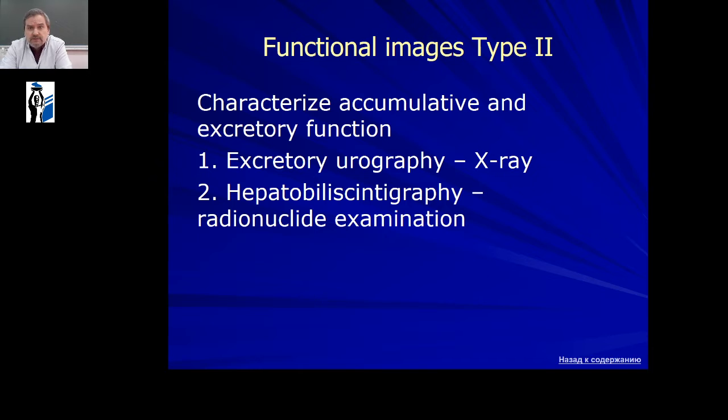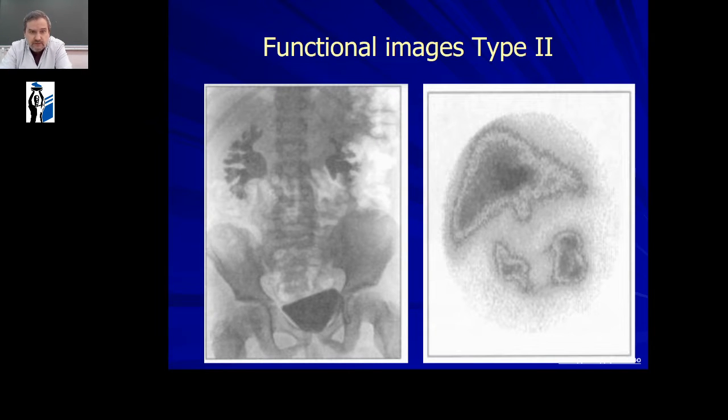Functional images type 2 characterize accumulative and excretory function of some organs. For example, excretory urography, X-ray examination, or radionuclide examination, hepatobiliscintigraphy. Look at this picture.